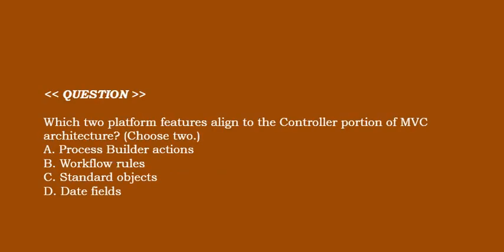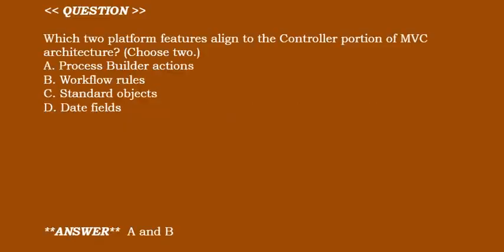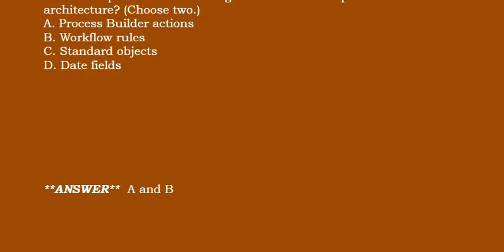Next question is, which two platform features align to the controller portion of MVC architecture? Choose two options. Option A. Process Builder Actions. Option B. Workflow Rules. Option C. Standard Objects. Option D. Date Fields. Correct answer is option A and option B.